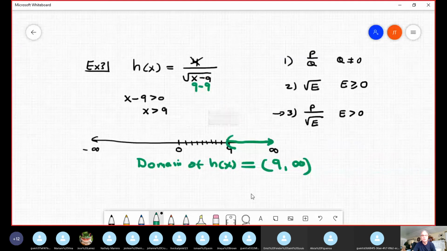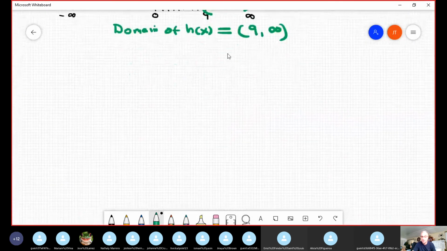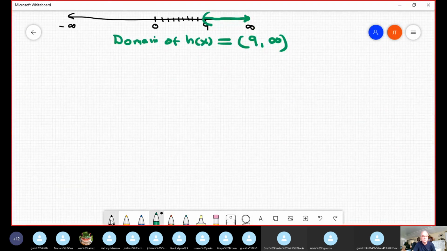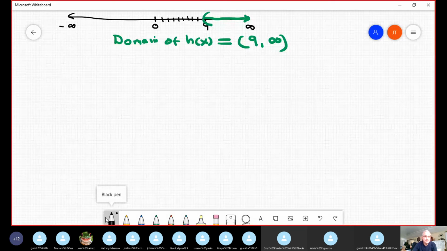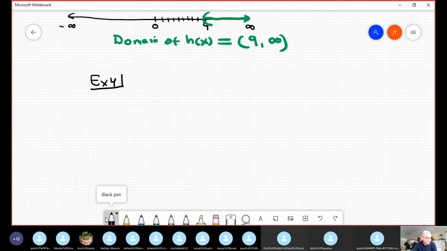Okay, let me see example 4. Very, very interesting example 4 now. Look, example 4 is: suppose the function P of x is equal to x over x squared plus 1.